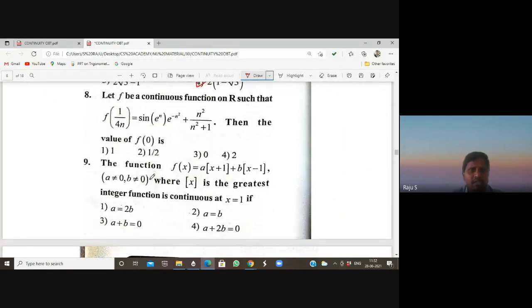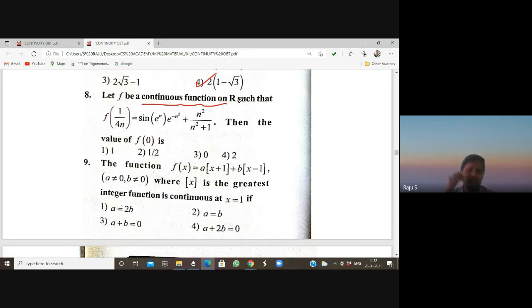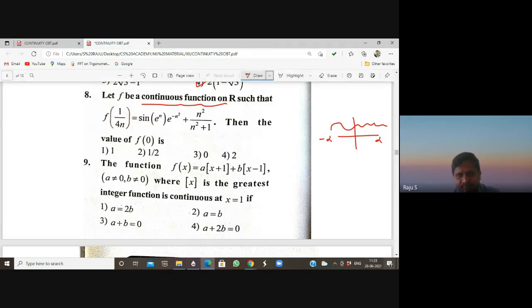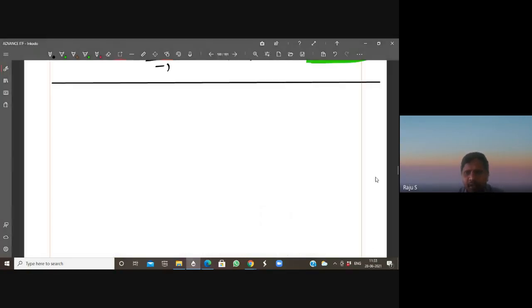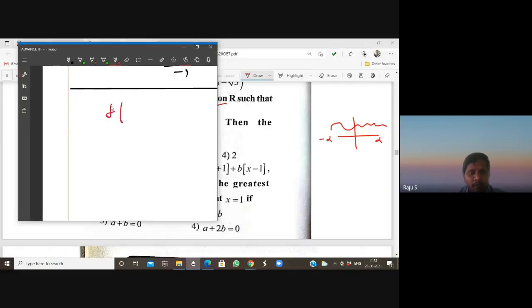Next, eighth one. See again here, f is a continuous function on R. On R, nothing but it is applicable for every real number. You can take minus infinity to plus infinity on the x-axis. There exists the function. It is continuous, nothing but continuous everywhere. Then what is the value of f of 0? It is also a simple question. What's the question they have given? F of 1 by 4n.